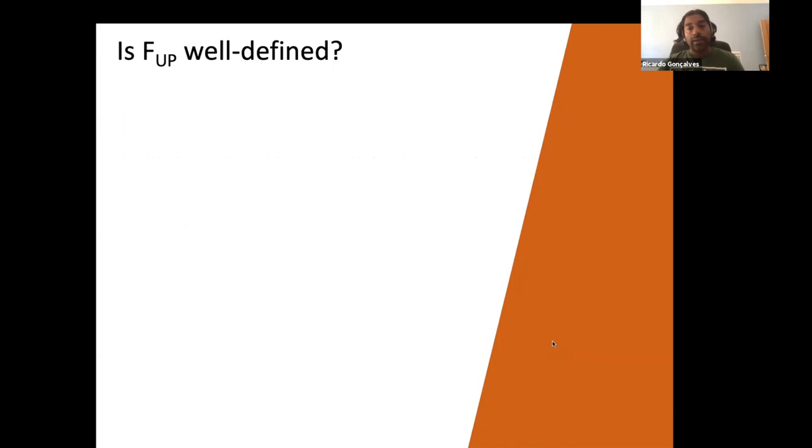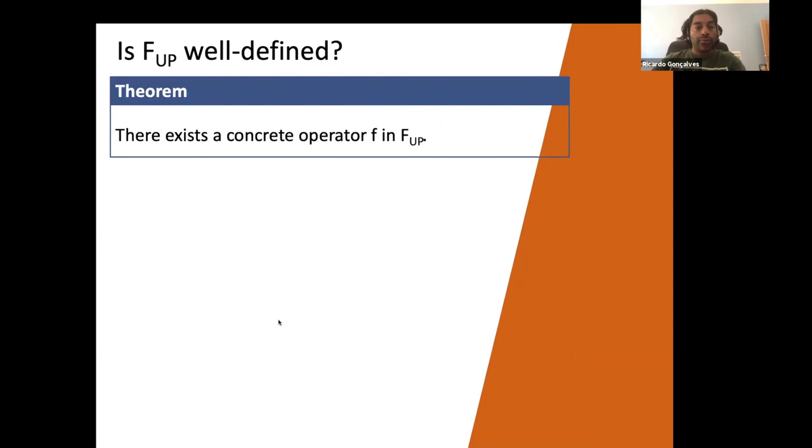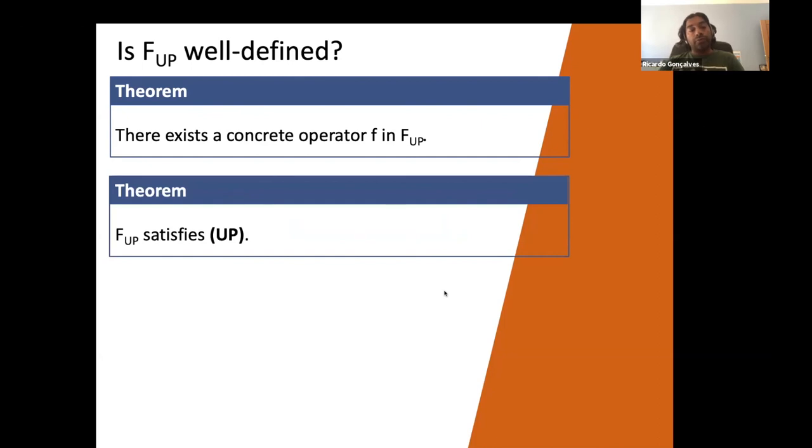Okay. Now, since we define the class of operators semantically, we can ask whether this is well defined, in the sense that we can ask if, in fact, there is an operator in the class, if the class is non-empty. And we prove that there exists a concrete operator in the class. So we show how to construct, for each program and set of atoms to forget from the program, a concrete program, which is the result of forgetting according to the semantic definition. And we have proof also that the class satisfies UP. So every concrete operator in the class satisfies UP.